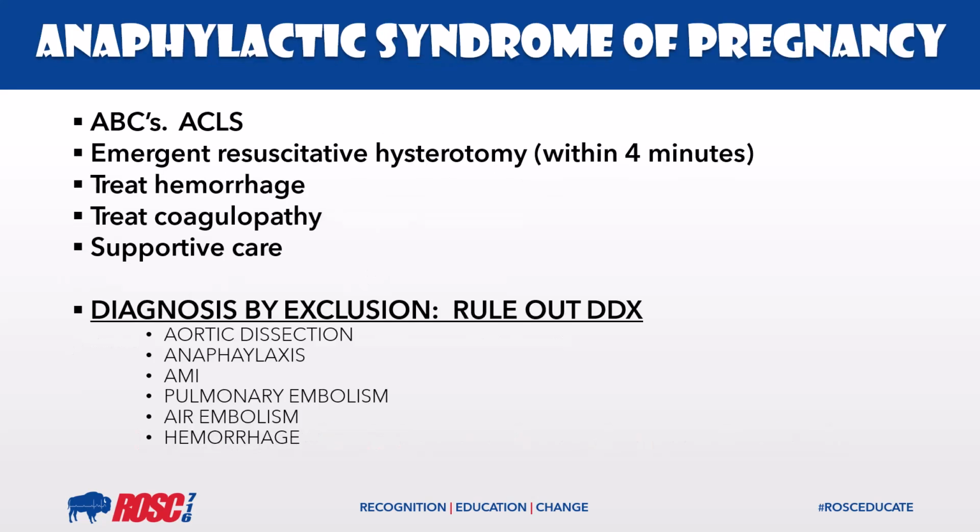So how do we treat this? Well, we really don't know. A lot of the reports are case series or case studies. Of course, we should tend to the ABCs, initiate ACLS. If mom has not delivered yet and she's coding, an emergent resuscitative hysterotomy is indicated within 4 minutes. We need to treat hemorrhage, treat coagulopathy, and provide supportive care. We need to be ruling out differentials: aortic dissection, anaphylaxis, a big MI, pulmonary embolism, air embolism, or hemorrhage.